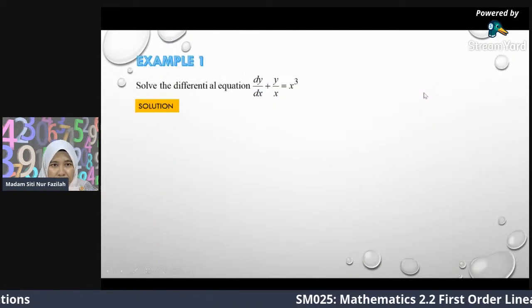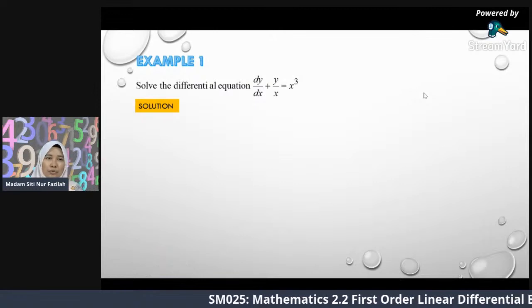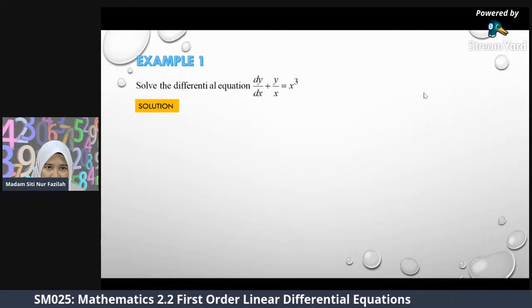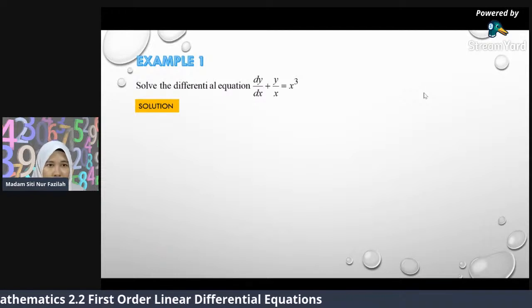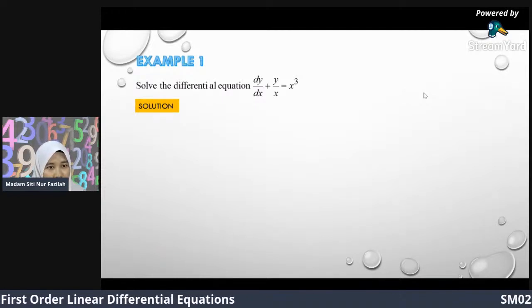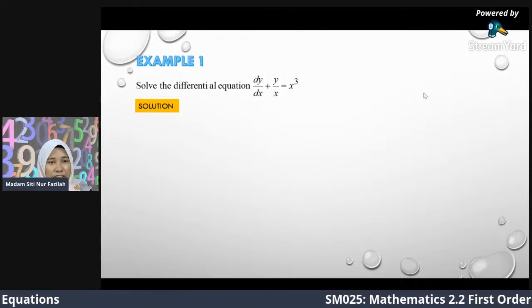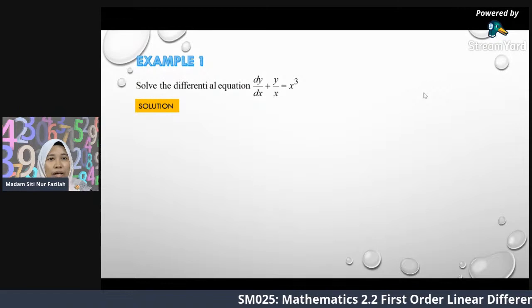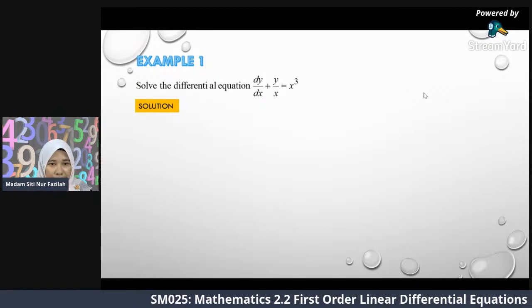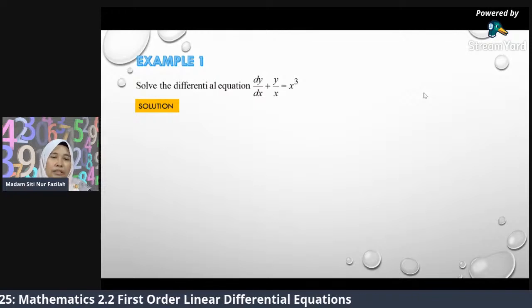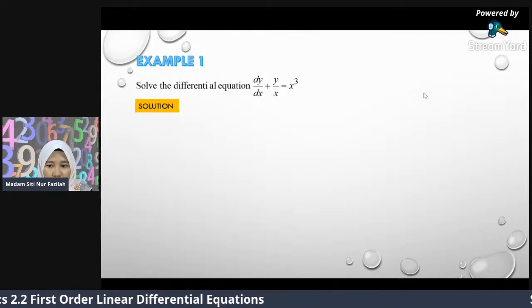Okay, next we go to an example to better understand the concept of integrating factor. We have example 1 here. The question is: solve the differential equation dy over dx plus y over x equal x to the power of 3.